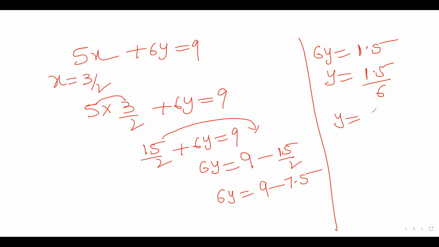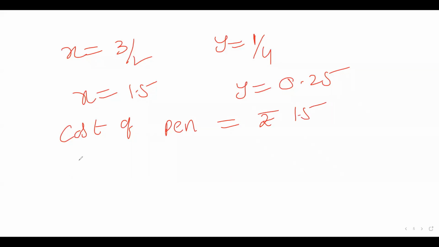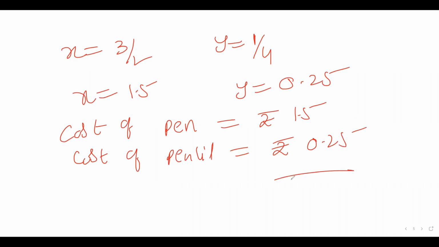Remove the point. It will be 15 by 60. 15 ones are 15, 15 fours are 60. y is equal to 1 by 4. So I am getting x is equal to 3 by 2, y is equal to 1 by 4. So x value is 1.5, y value is 1 by 4, which is nothing but 0.25. So cost of pen is equal to rupees 1.5. Cost of pencil is equal to rupees 0.25. This is your final answer.